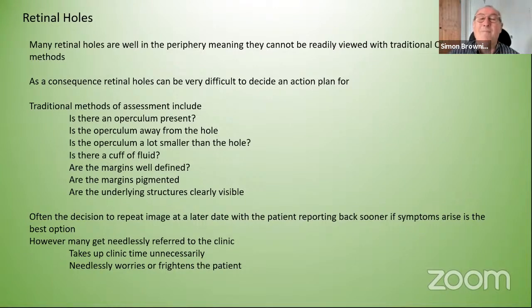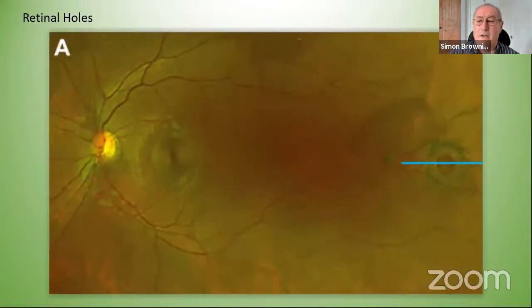I'll do another image just in case, so that if the retina comes off and I get in front of the GOC fitness to practice panel, I can show that I was taking due care and attention. So often we needlessly get the patient back and needlessly worry the patient, or we needlessly refer them to the clinic. This is taking up clinic time in a really busy clinic, or needlessly worrying and frightening the patient. Think of the reputational risk if you unnecessarily worry a patient.